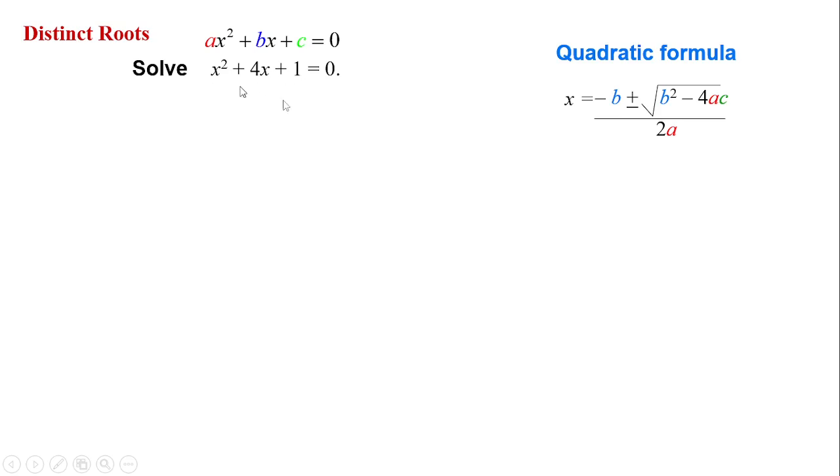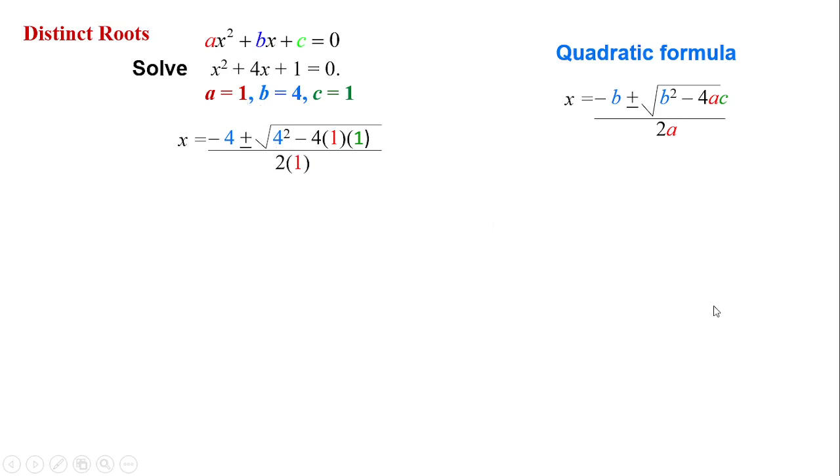This is the equation. What is the value of a here? a is 1. Remember, 1 into x square is x square itself. So a is 1, b is 4, c is 1. Let's calculate this equation. Let me put this into minus b plus or minus square root of b squared minus 4ac, divided by 2a. The b is 4 here, a is 1, c is 1, divided by 2 into a.